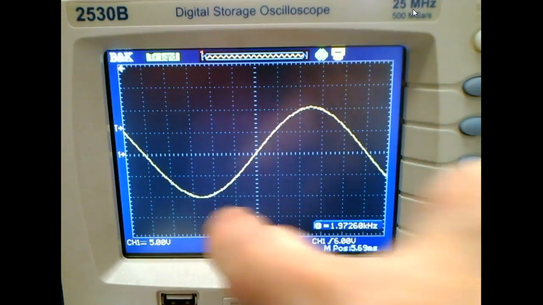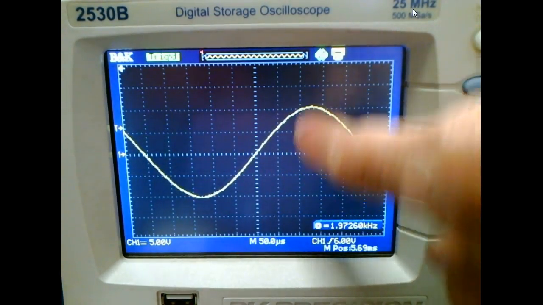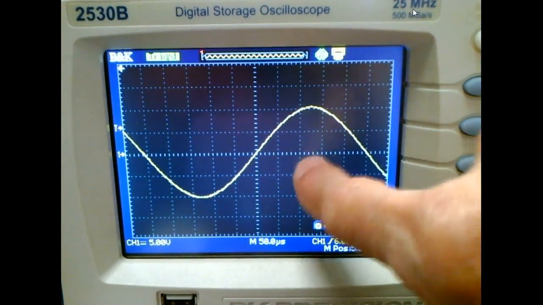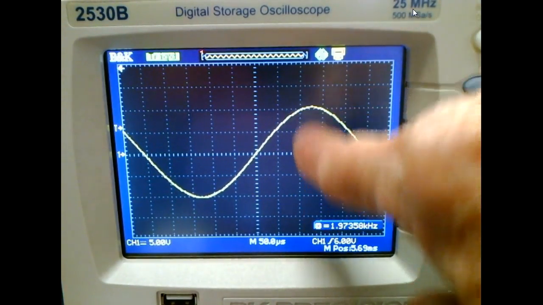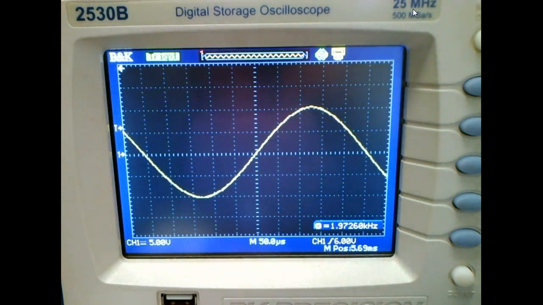By the way, we call this voltage between here and here peak to peak. We call this voltage peak. And it's a sine wave, so if you look, this and this are exactly the same thing, but they're mirror images of each other, right?